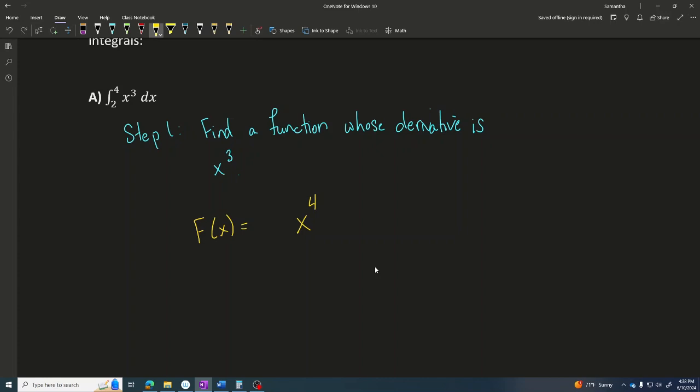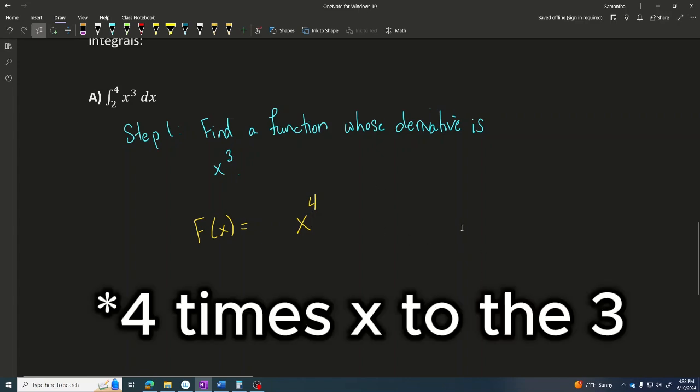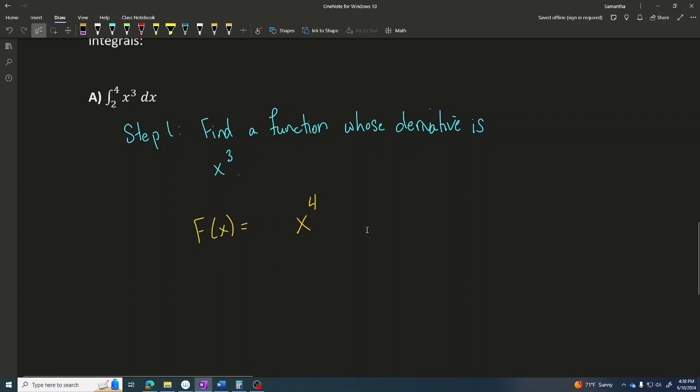Unfortunately, this is not quite right, right? If I take the derivative of x to the 4th, what results is technically 4 times x to the 3rd. So do you have any ideas about how I could fix this function so that its derivative is exactly equal to x to the 3rd power?